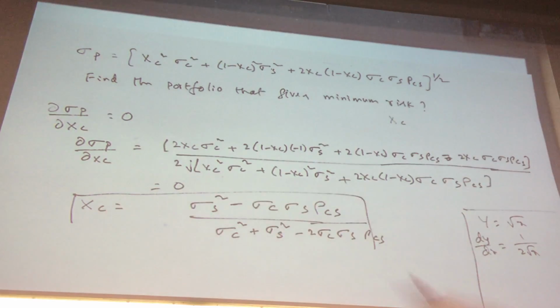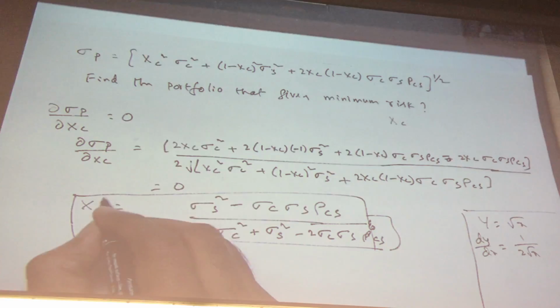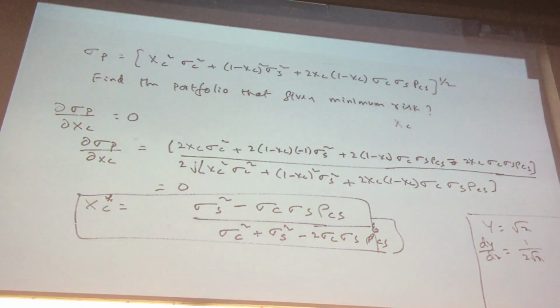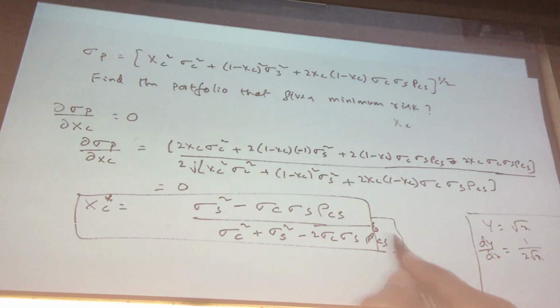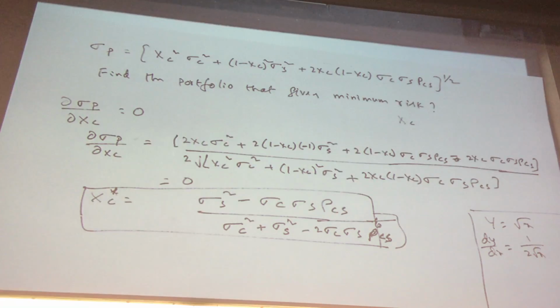This is the optimal portfolio weight. When you use these weights, then you actually get the variance, in case this is rho cs underneath in the denominator. So this will give you the optimal portfolio where you can minimize the variance.